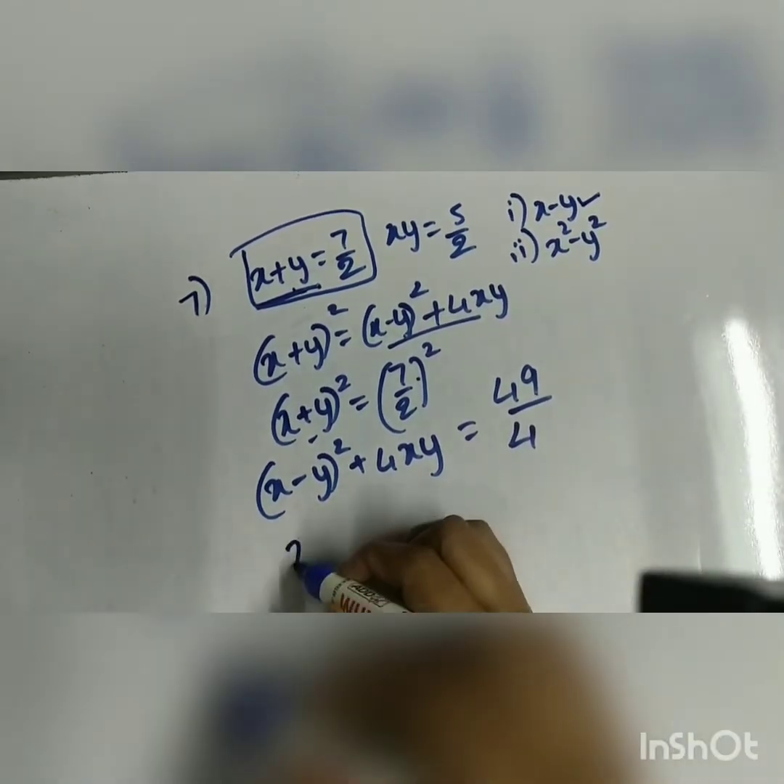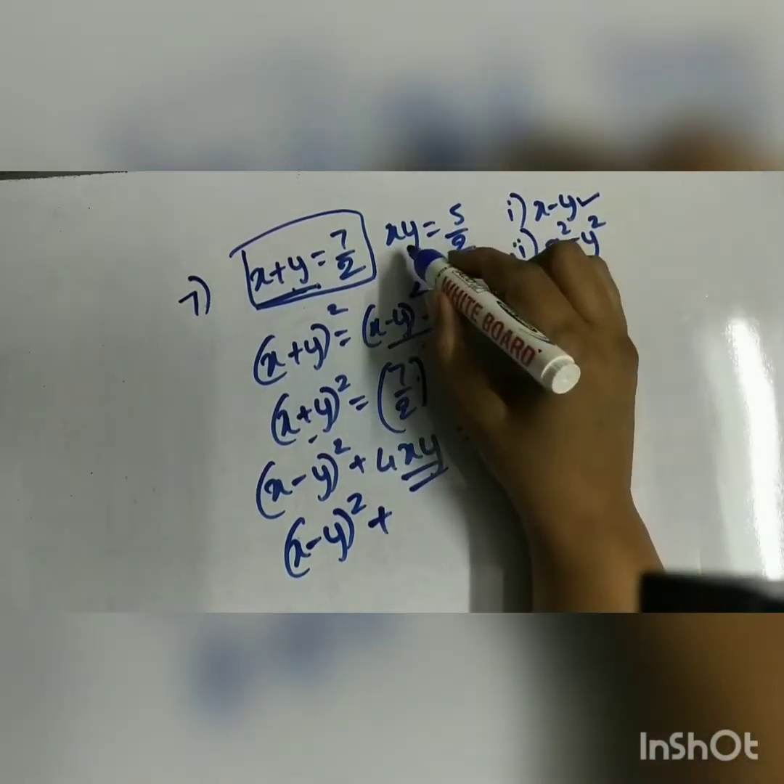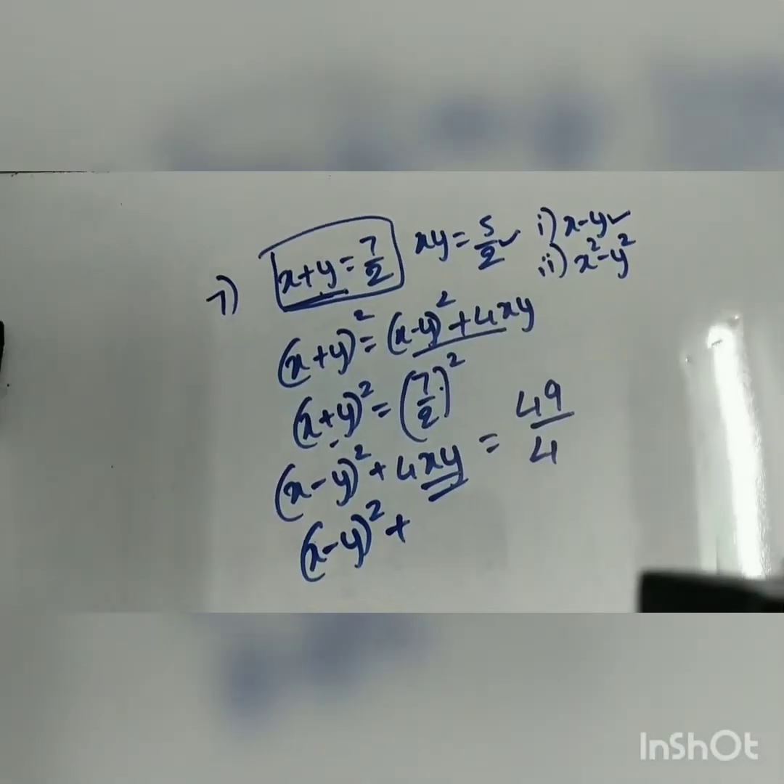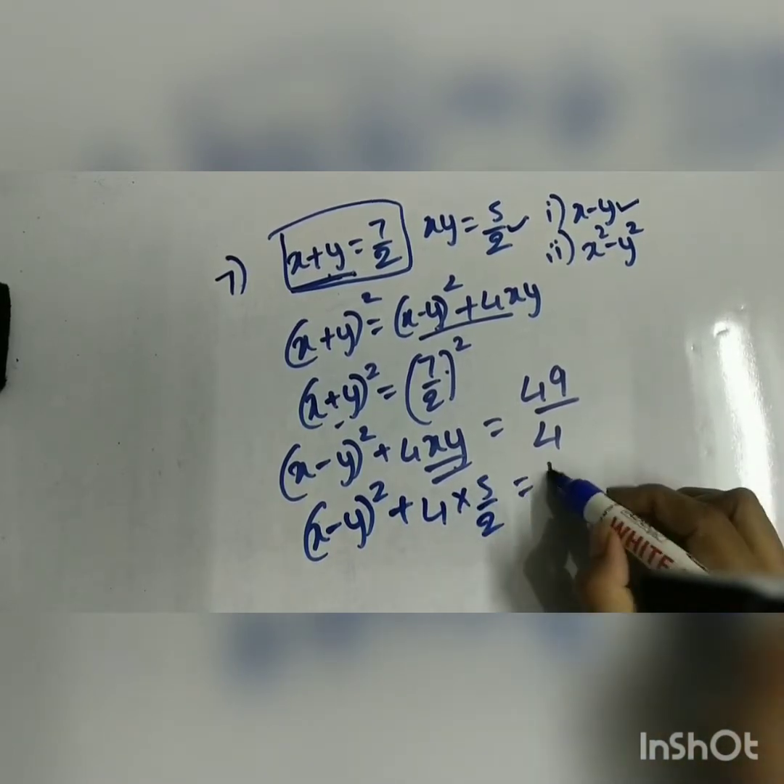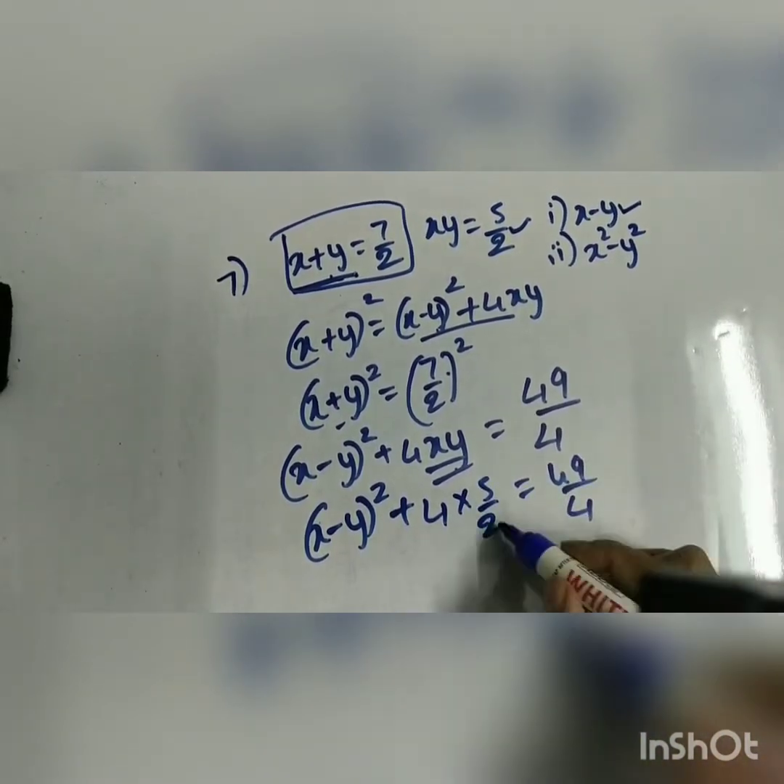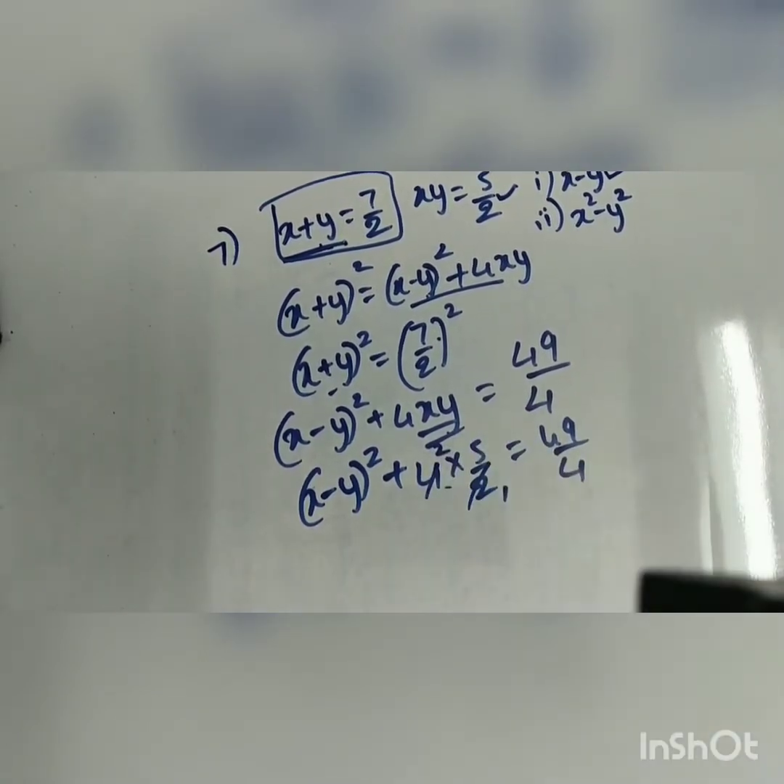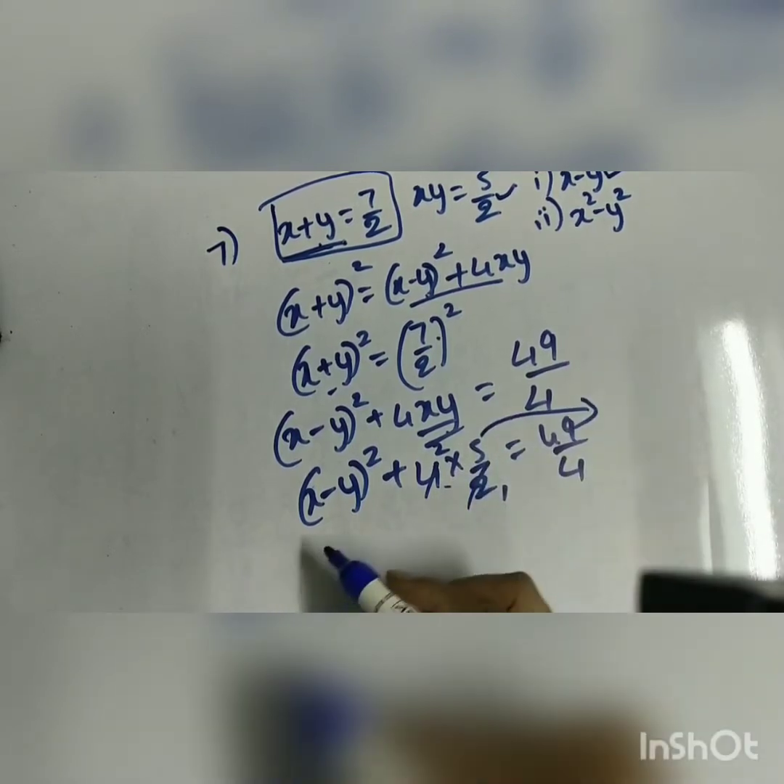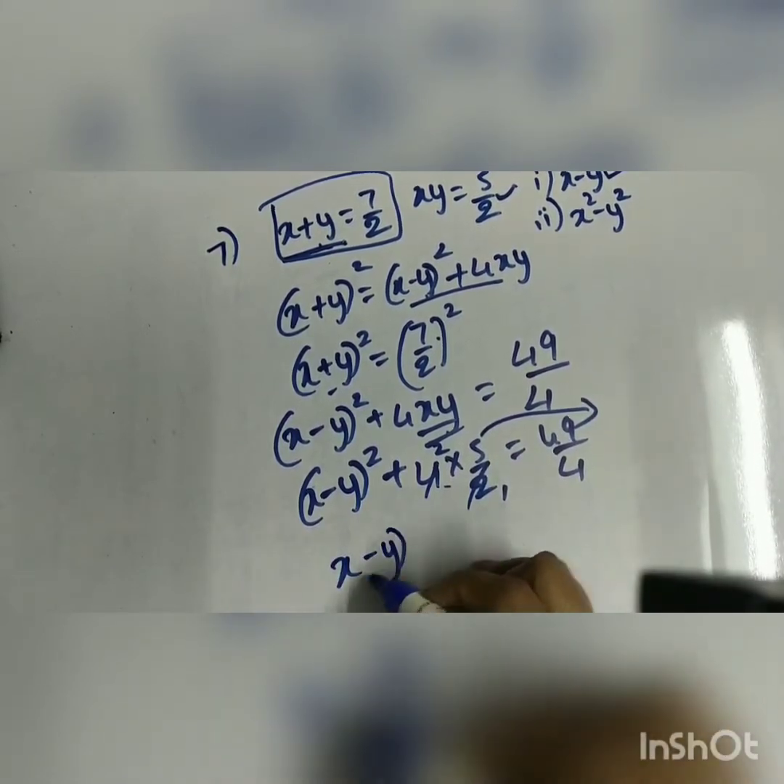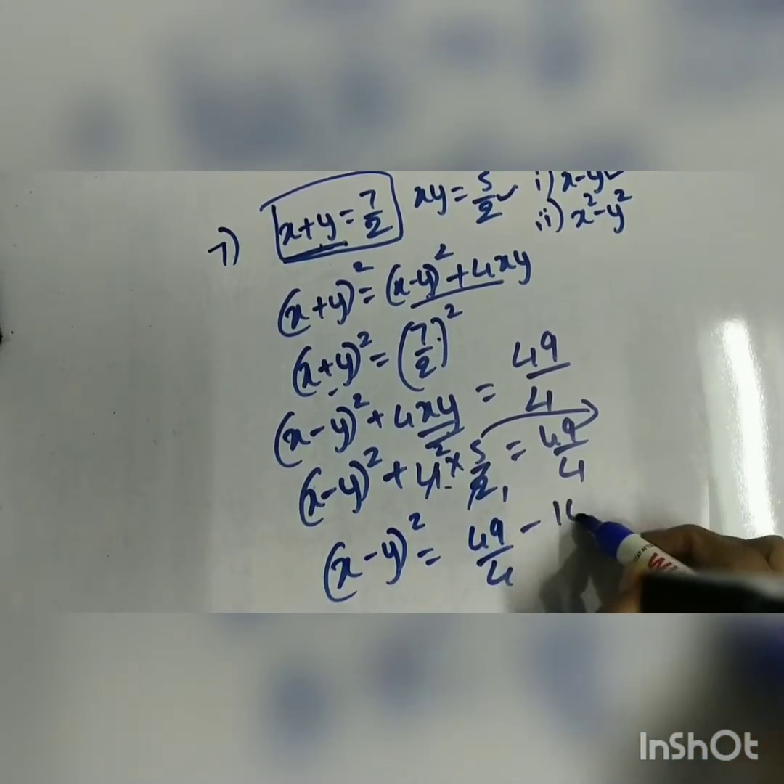Right. So now x minus y whole square as it is. We have the xy value which is given as 5 by 2. I am going to replace the xy with 5 by 2 here, is equal to 49 by 4. So here the cancellation happens. 2 1s are 2, 2 2s are 4. Left with 2 5s are 10. 10 I am going to shift to this side. So what I get is x minus y whole square is equal to 49 by 4 minus 10.